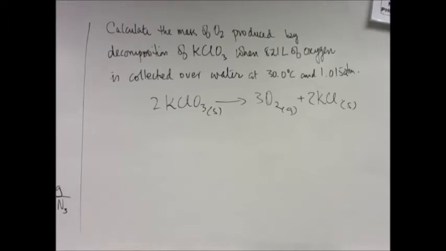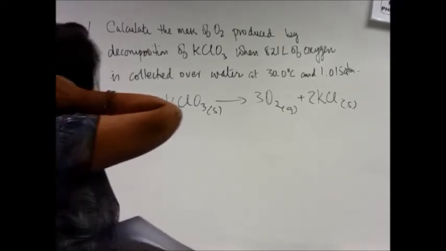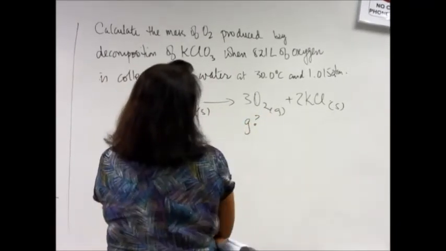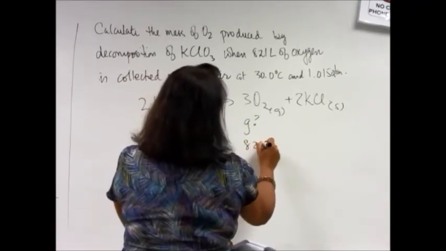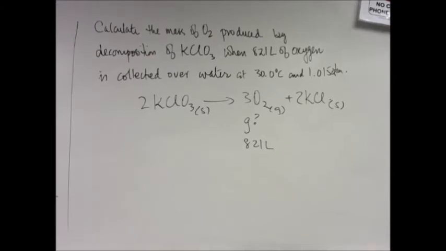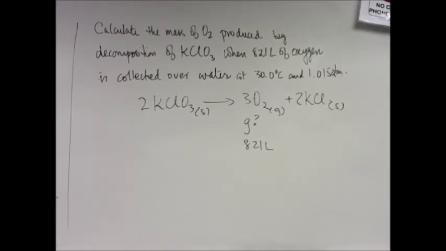So here is our data. Calculate the mass of oxygen produced when 821 milliliters of oxygen is produced. Which means that this is not exactly a stoichiometry problem. Do you see that? Because I'm not asking you for how much potassium chlorate is required to give this much oxygen. I'm just asking you to convert the liters to grams. That's all we're doing.